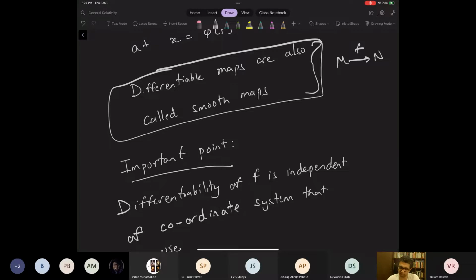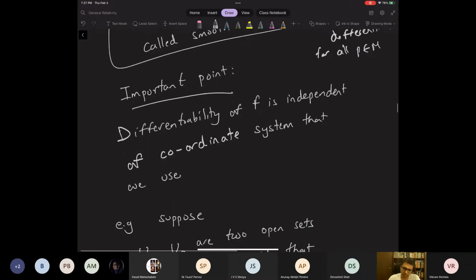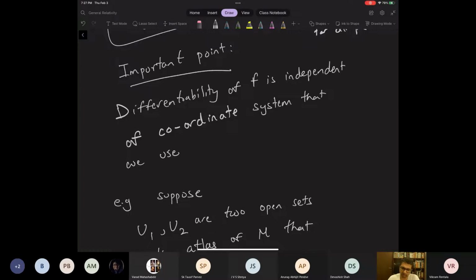Here we only defined smoothness at a point. You need to define smoothness over the entire manifold. So if f is differentiable at all points P belonging to M, then you say that this function f is a smooth map. The important point which I'll show now is that this notion of differentiability of f, the map between the manifolds, is actually independent of the particular coordinate system that you're using.